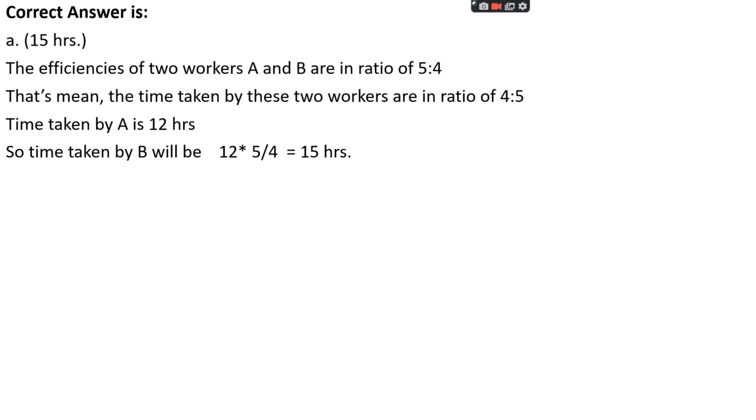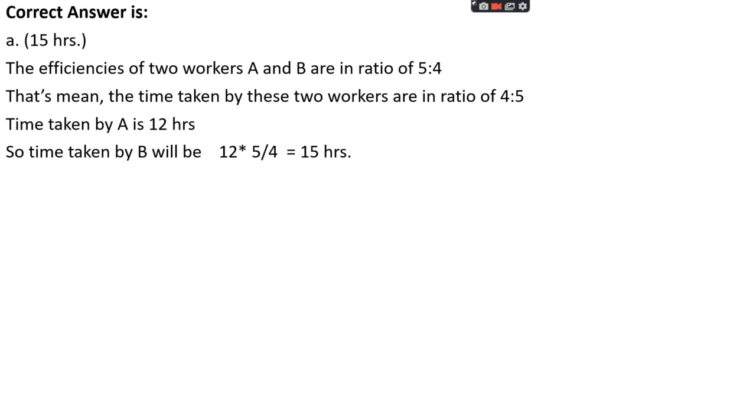At first we should know that the efficiency of two workers is always inversely proportional to the time taken to finish that work by these two workers. The efficiency of two workers A and B is in the ratio of 5 is to 4. It means that A is more efficient as compared to B, so the time taken by A is less as compared to B. So the time taken by these two workers is in the ratio of 4 is to 5.